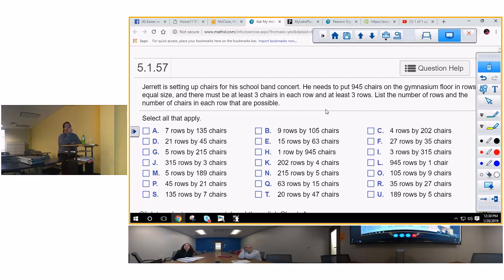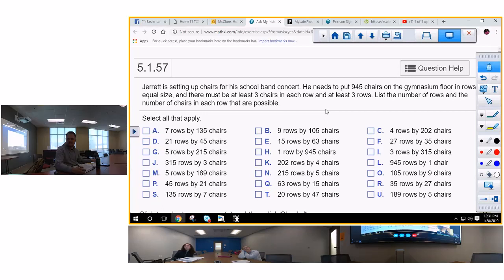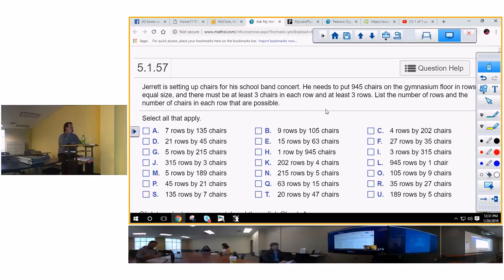He needs to put 945 chairs on the gymnasium floor in rows of equal sizes, and there must be at least 3 chairs in each row. List the possible row sizes. Okay, do they give you 2 numbers or do they just give you 1? One. So this is a prime factorization. They just give you 1 number for prime factorization in 5.1. If they give you 2 numbers, they want least common multiple or greatest common divisor. So this one is a prime factorization.